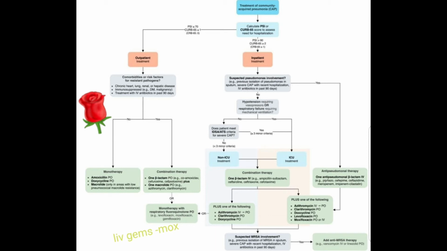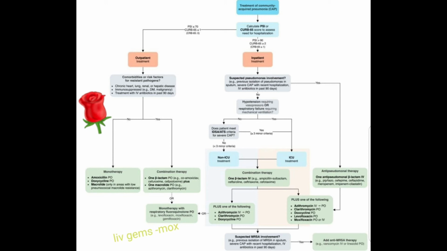Now let us say, even in the inpatient, we are choosing either ICU treatment or non-ICU treatment. What are the factors that tell us we have to choose ICU treatment? Whether the patient has hypotension requiring vasopressor, or respiratory failure requiring mechanical ventilation. If there is any suspicion of these two, then we will choose ICU treatment. Let us say there is no such thing, and the patient meets IDSA or ATS criteria for severe pneumonia with less than 3 minor criteria, then we will choose non-ICU treatment.